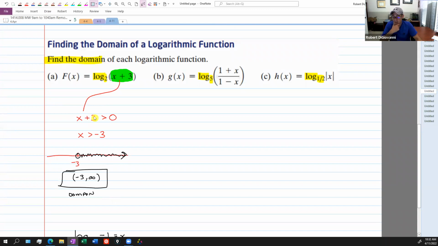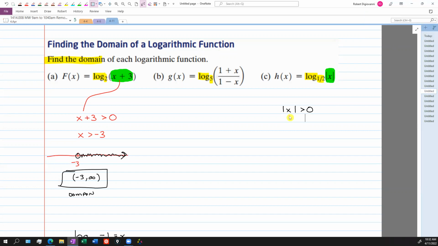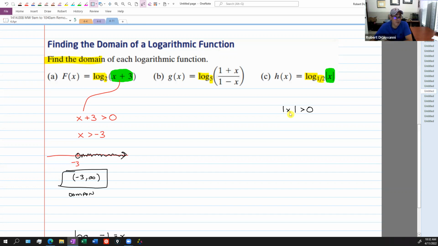Let's do part C. Part C is actually easier than part B. For part C, I need to make sure that the absolute value of x must be bigger than 0, right? Has to be positive. Well, wait a minute. Isn't the absolute value of any number going to be positive? Yes. Except what number would cause a problem here? 0. I can't plug in 0 into this because the absolute value of 0 is 0, and I can't plug 0 into a log.